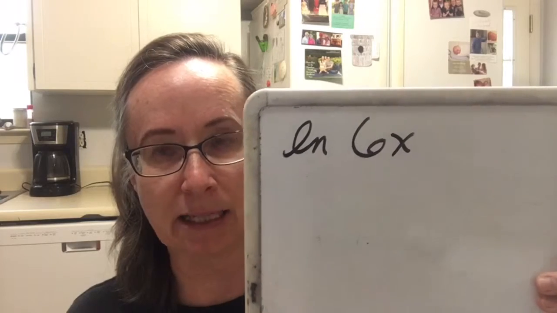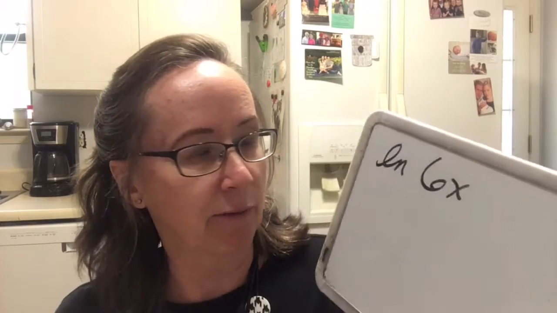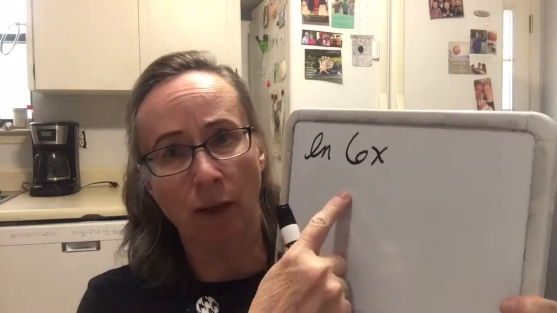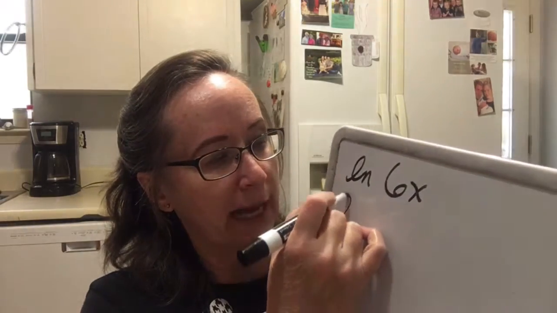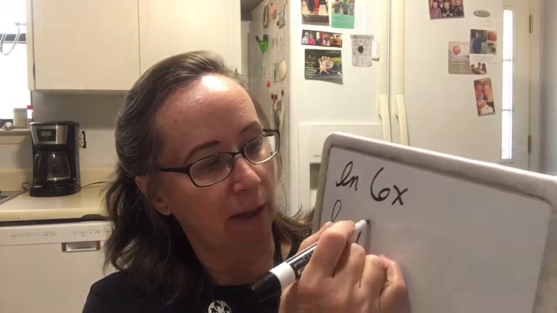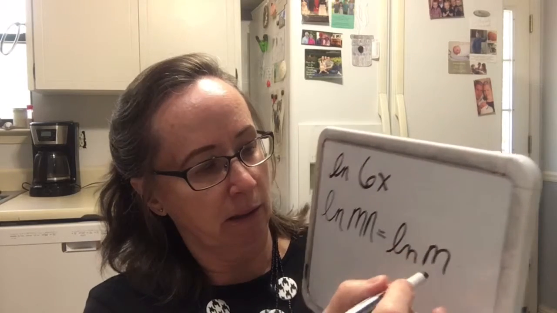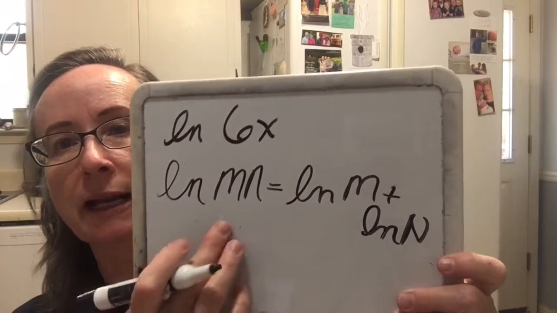Okay, so we're starting at the problems at the back of the PowerPoint, and the first one is natural log of 6x. What we're doing in this lesson is all about the properties of logarithms, and remember there are three big properties and we're going to use one of them here. The one we're going to use right here is the product property. The natural log of mn is equal to the natural log of m plus the natural log of n. So anytime we have a product, this is the property.